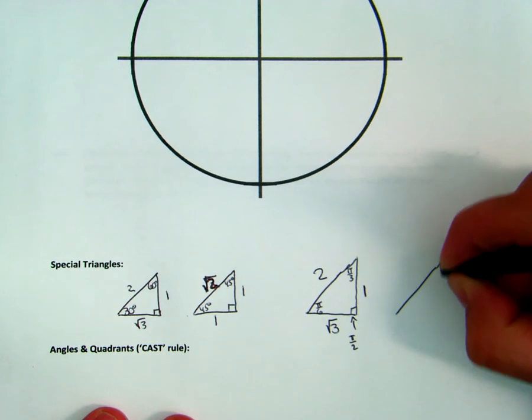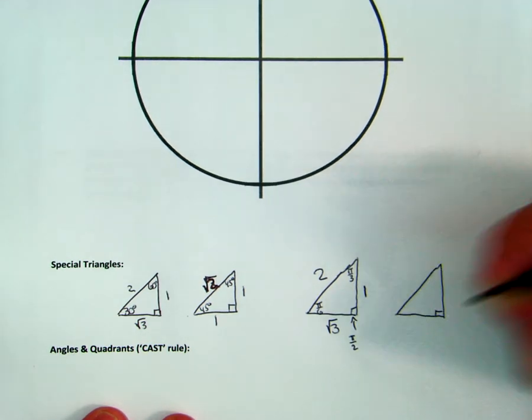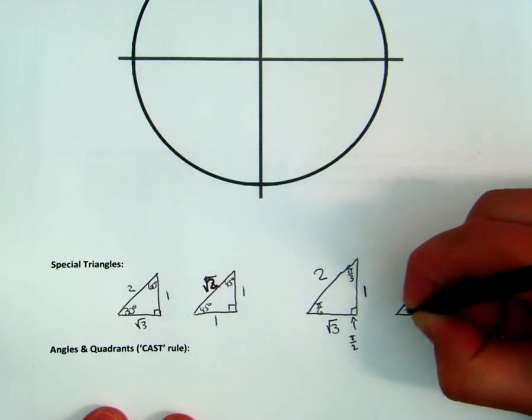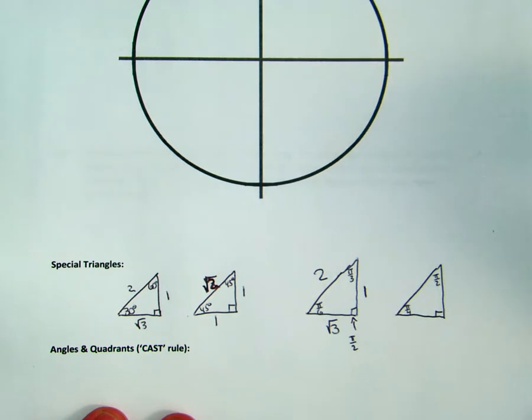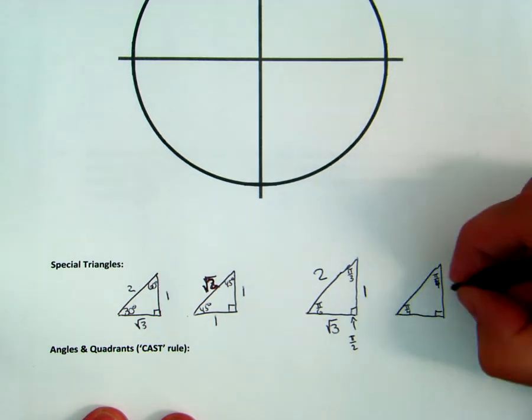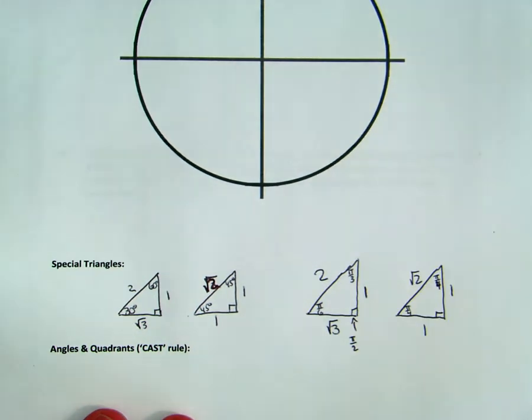45. Very similar, so we've got the right angle. Got pi over 4 for 45 degrees. You can check that out. Pi over 4. This would be 1, 1, and root 2. So those are our special triangles.